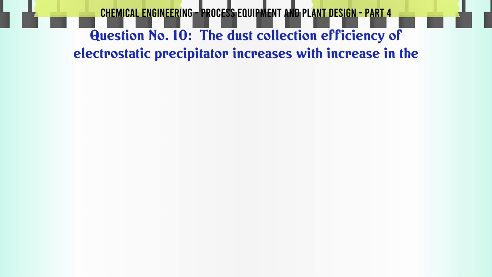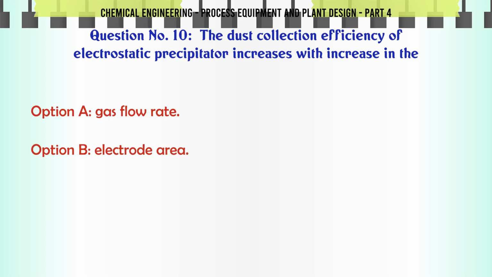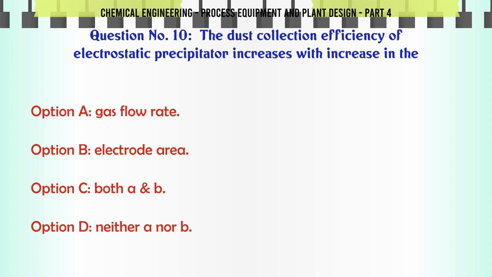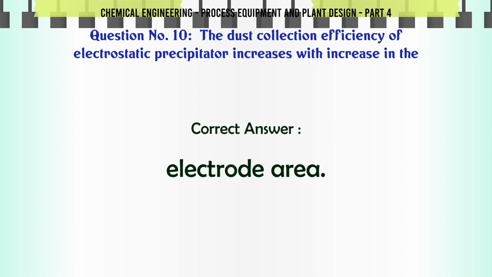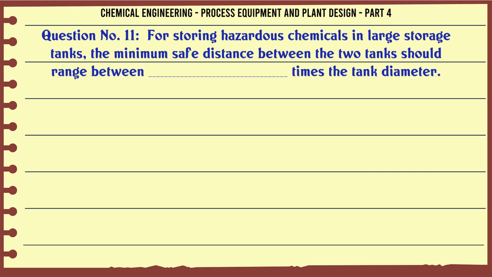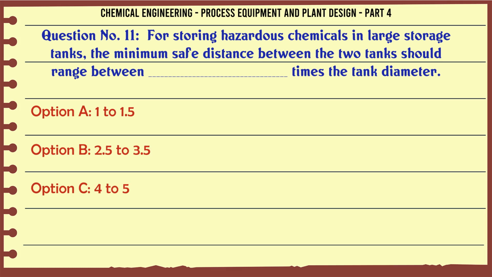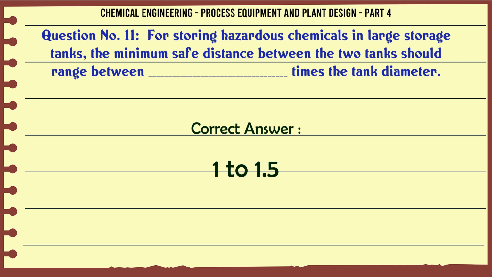The dust collection efficiency of an electrostatic precipitator increases with increase in the: A) gas flow rate, B) electrode area, C) both A and B, D) neither A nor B. The correct answer is electrode area. For storing hazardous chemicals in large storage tanks, the minimum safe distance between two tanks should range between times the tank diameter: A) 1 to 1.5, B) 2.5 to 3.5, C) 4 to 5, D) 6 to 8. The correct answer is 1 to 1.5.